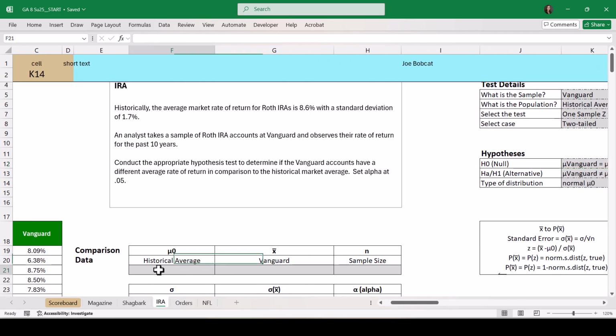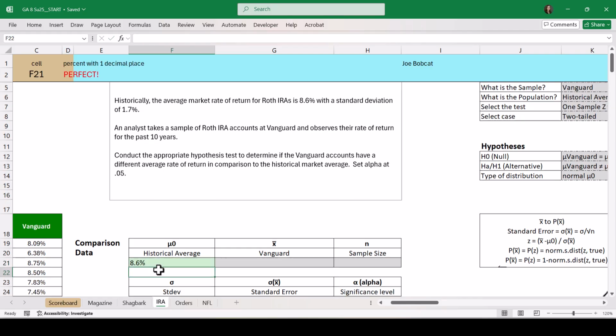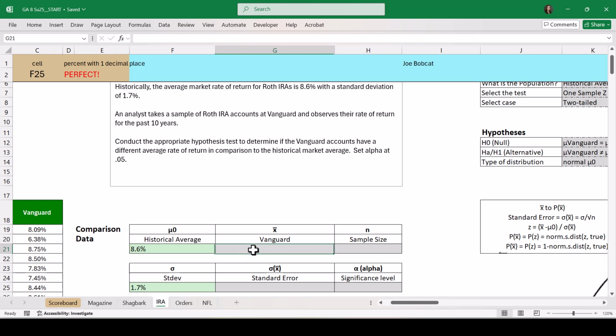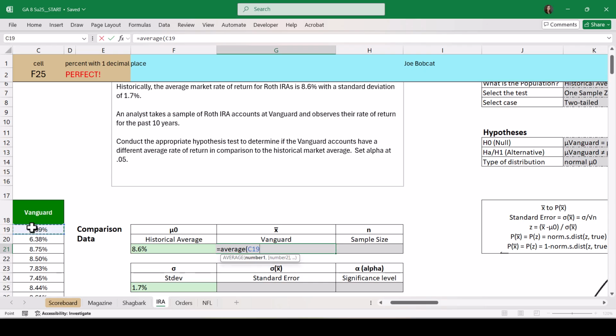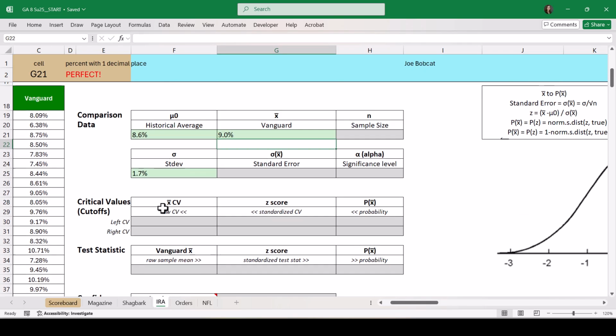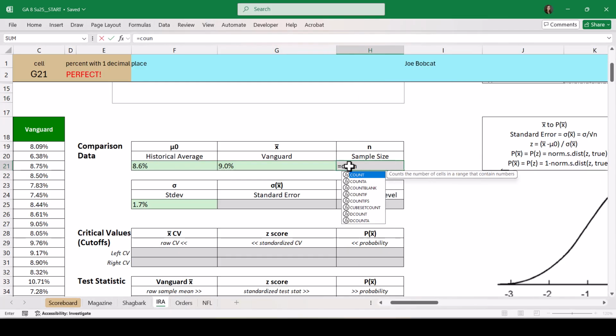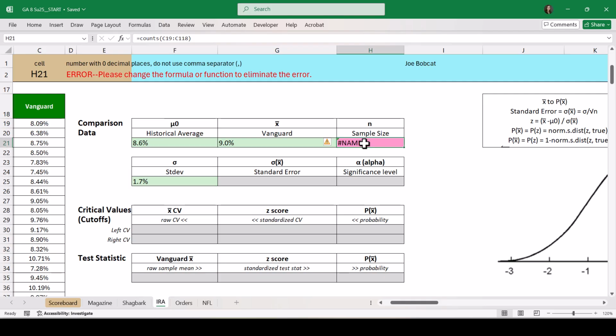All right, the historical average is the population mean, and that was provided in the research description. That is 8.6%, and the population standard deviation is 1.7%. For our sample mean at Vanguard, we'll use the average function to analyze the data. And I got a sample mean of 9.0. And let's see what our sample size is. So how many accounts is that based on? And it looks like I accidentally have an S in there. We just want count. 100. So we have 100 accounts at Vanguard and they had a sample mean of 9%.